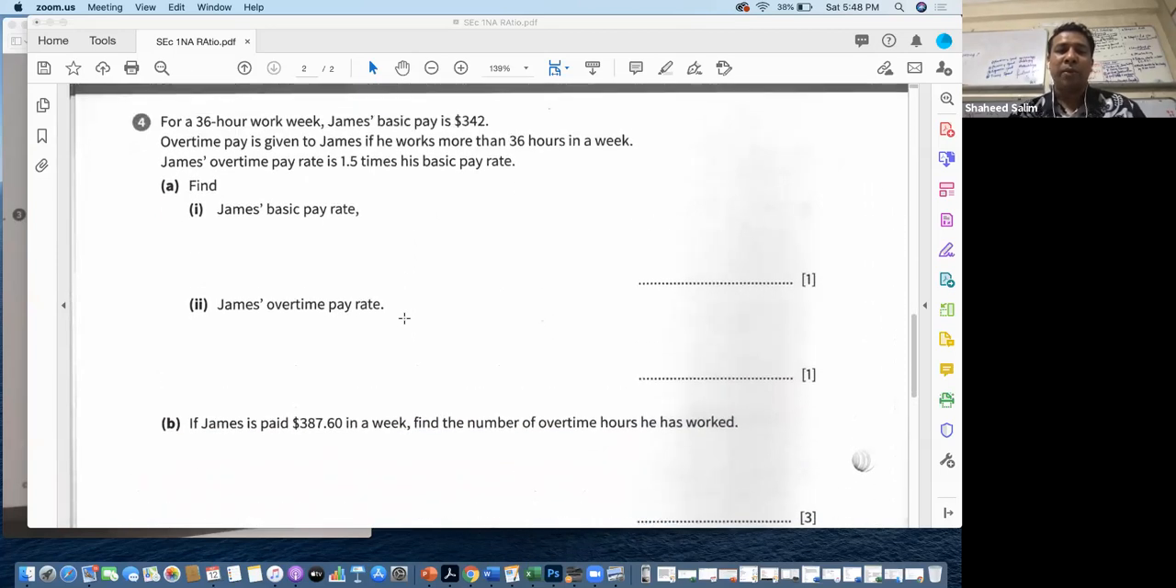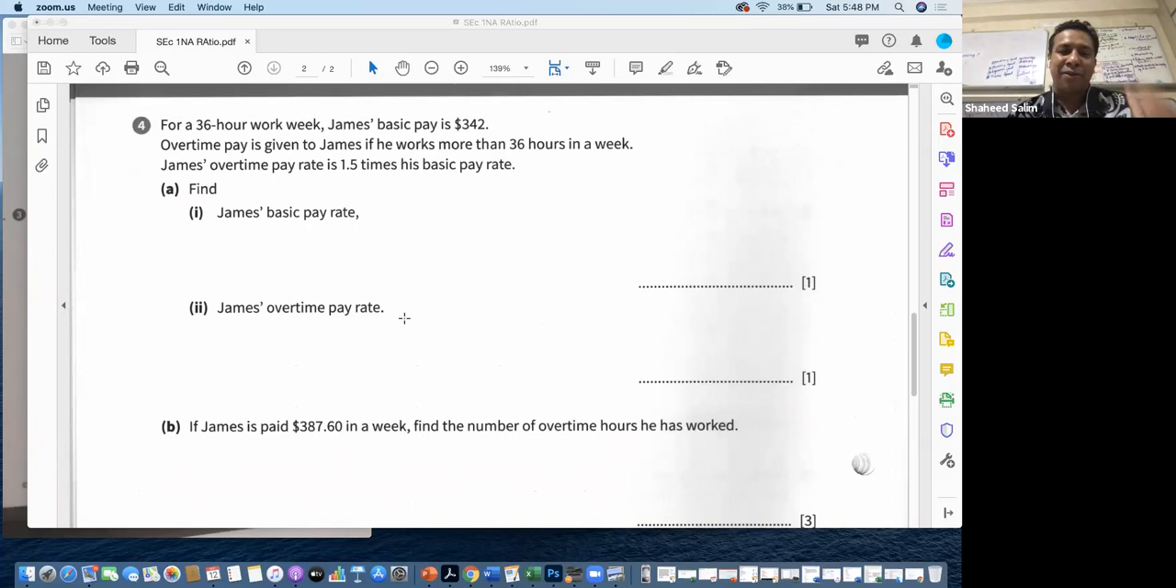So now the next one. He is paid $387.60. So you need to find out how much money he received for his overtime. That's the first thing. And then how many hours did he work for overtime? Because you have all of these rates.